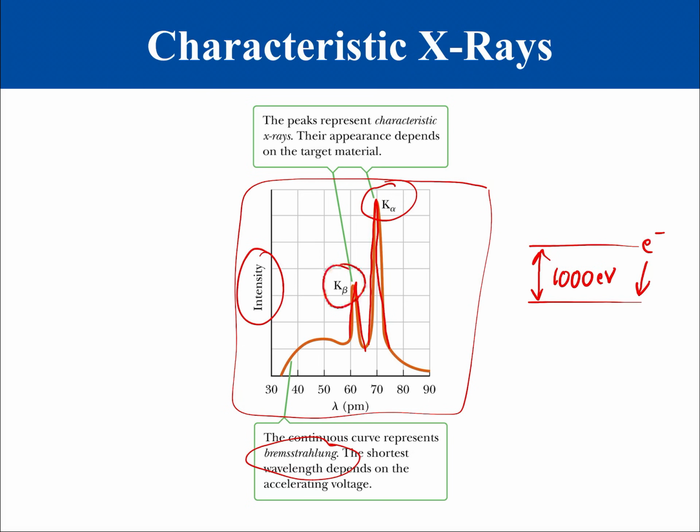Okay, but the ones we primarily talk about are the K lines. Okay, and they're K because that's the shell that's getting vacated, that had a vacancy in it.